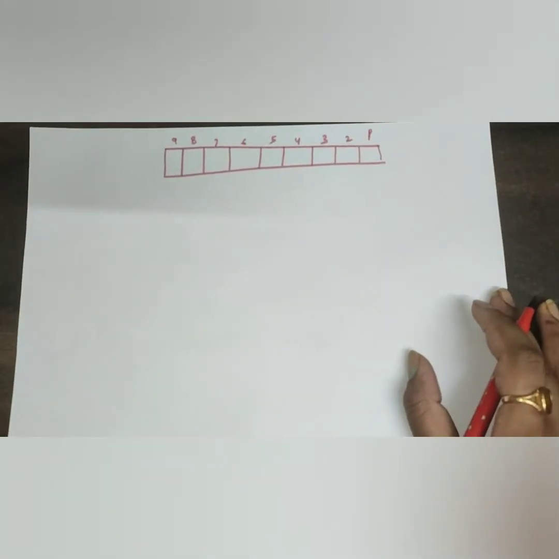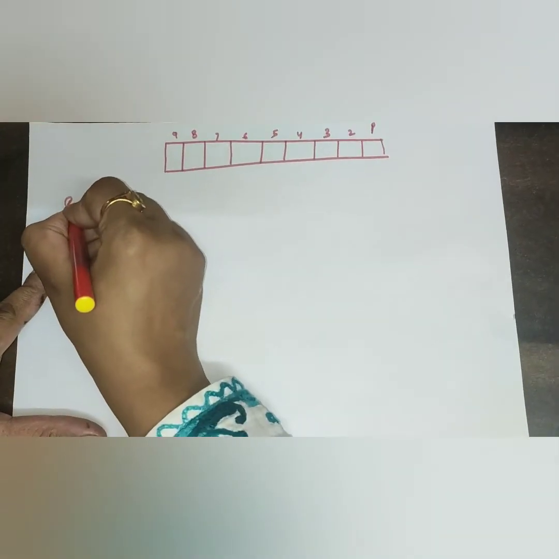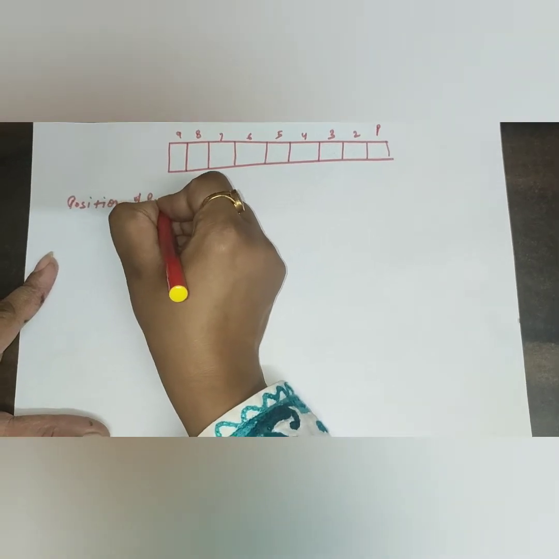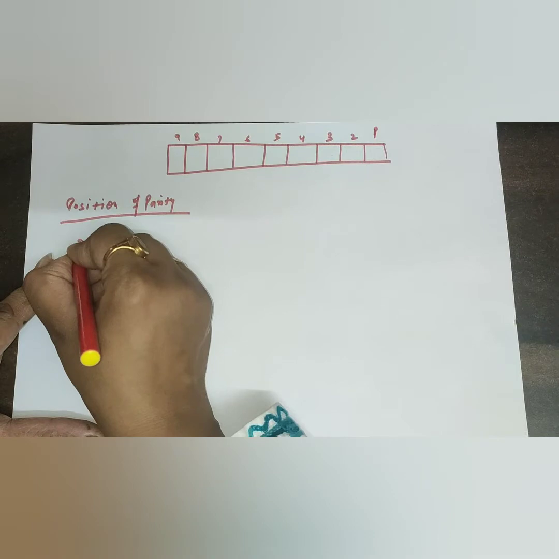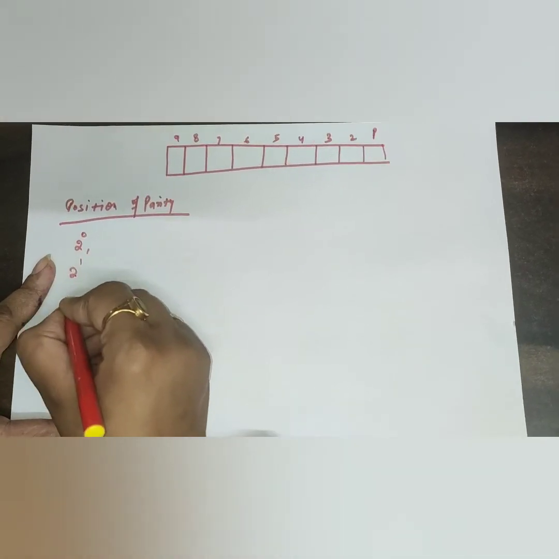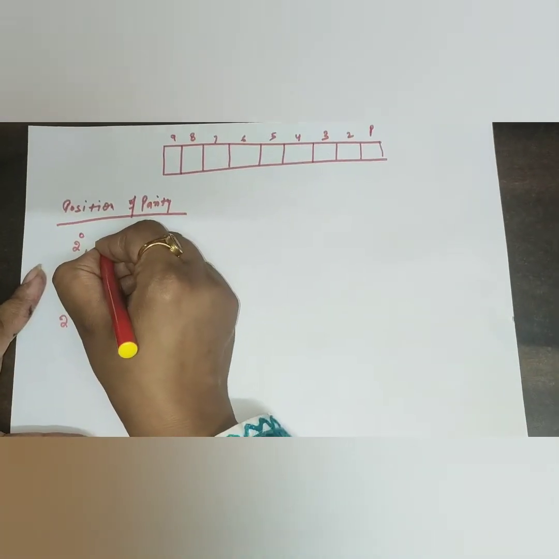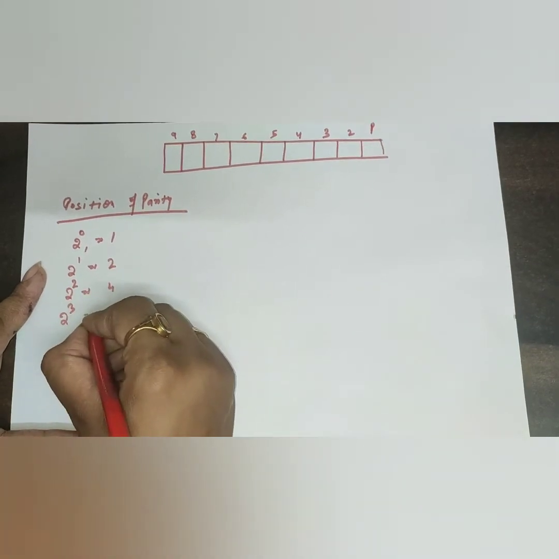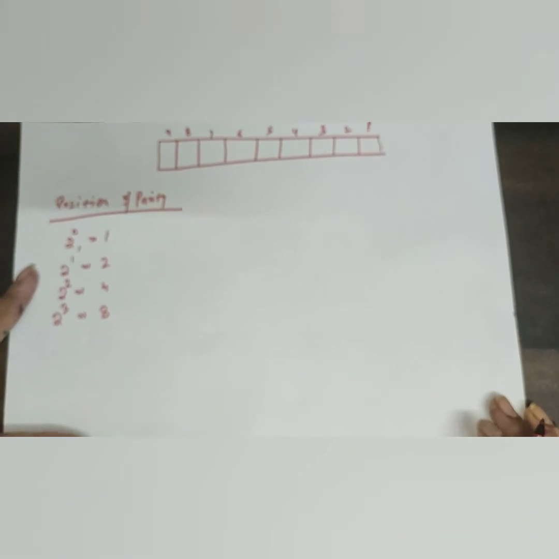the parity positions should be taken. Position of parity. How can we do that? 2 to the power 0, 2 to the power 1, 2 to the power 2, 2 to the power 3. Only 4 parities are there. So 2 to the power 0 is 1, 2 to the power 1 is 2, 2 to the power 2 is 4 and 2 to the power 3 is 8. There are 4 parity bits and positions are these.